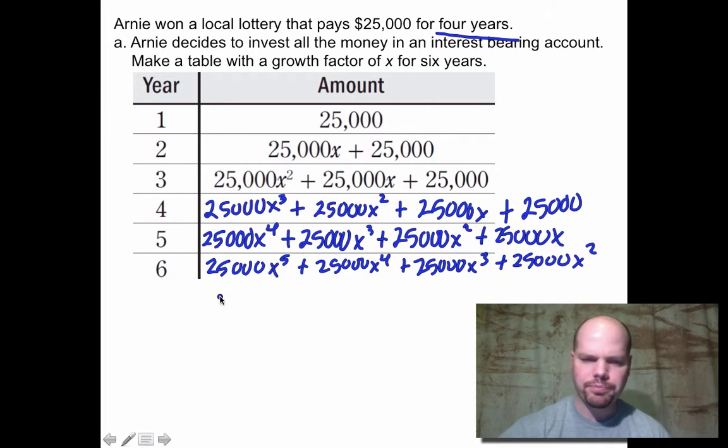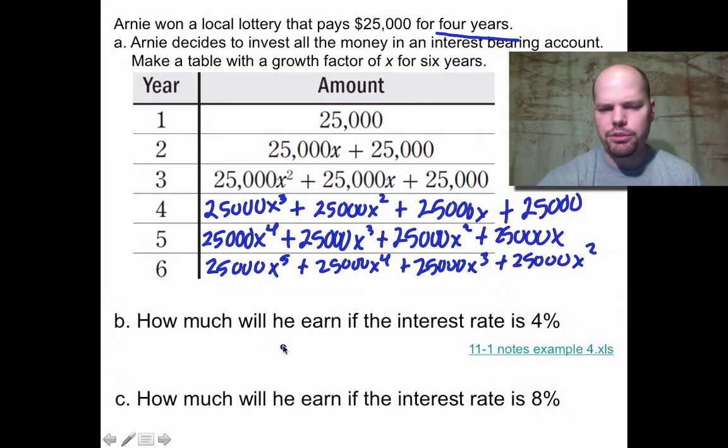It could vary. So let's say part B, how much will he earn if the interest rate is 4%? How much would he earn if the interest rate is 8%? Okay, so all we'd have to do then is put 1.04 in for X, 1.08 in for X. Okay, so that's all you would do once you have a polynomial, and if you leave X in there, all you have to do is insert the number to calculate that. So 1.04 for 4%, 1.08 for 8%, and I'll also show you how you can change the interest rates quite easily, and we'll make another Excel spreadsheet table for this.